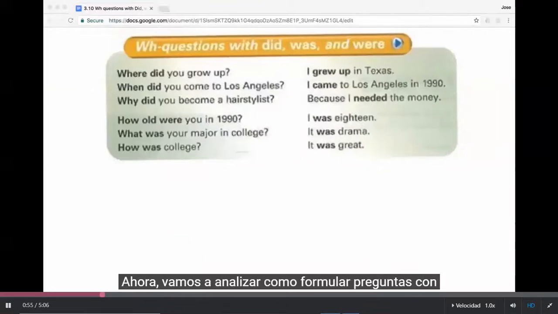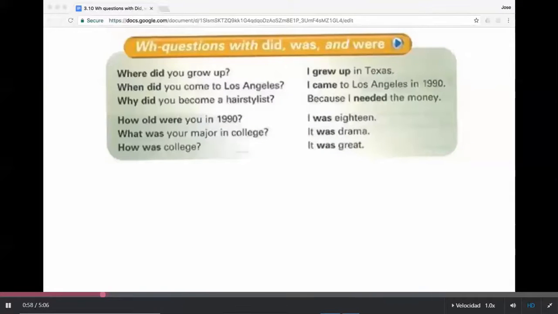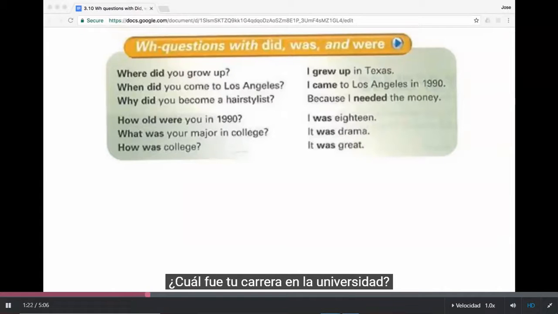Now, let's analyze how to form questions with did, was, and where. Where did you grow up? I grew up in Texas. When did you come to Los Angeles? I came to Los Angeles in 1990. Why did you become a hairstylist? Because I needed the money. How old were you in 1990? I was 18. What was your major in college? It was drama. How was college? It was great.